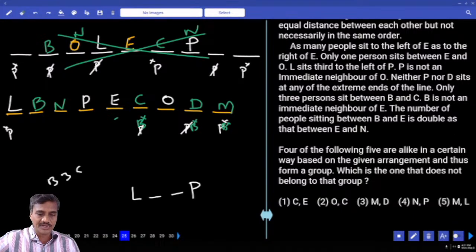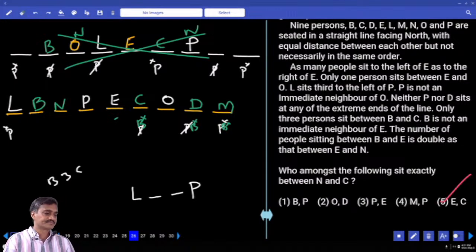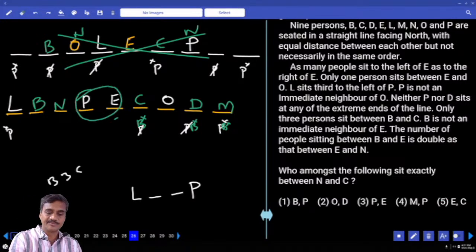24 is choice 4. Question 25, which of the following means odd one out? C and E adjacent, O and C adjacent, M and D adjacent, N and P adjacent, M and L, they are at the extreme ends. Choice 5, question number 25. And who among the following sit exactly between N and C?